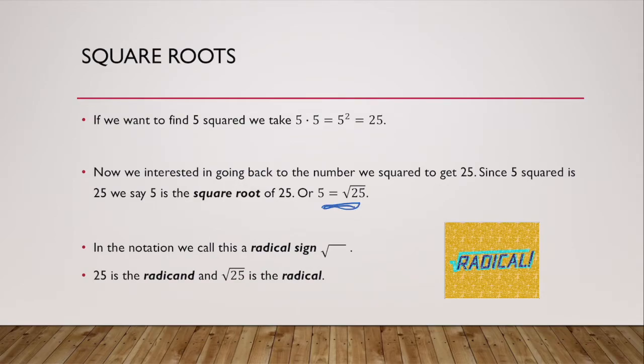In this notation, we call this symbol a radical sign. What's under the symbol is the radicand. So in this case, 25 was the radicand. And the entire thing altogether is a radical.